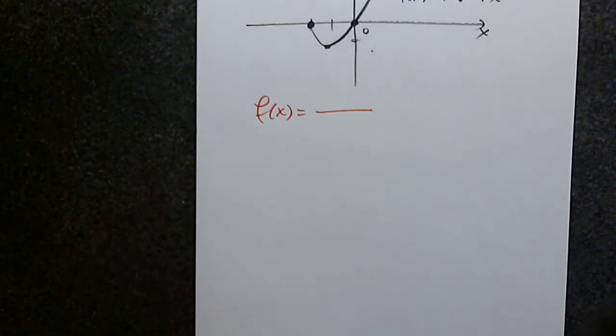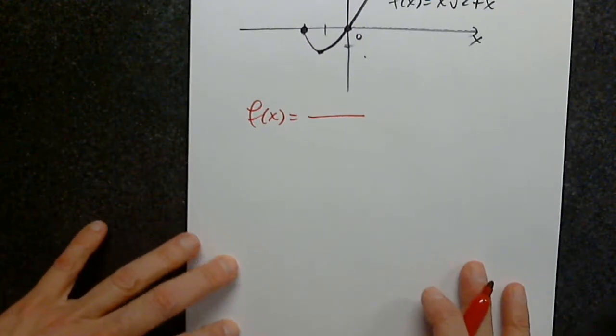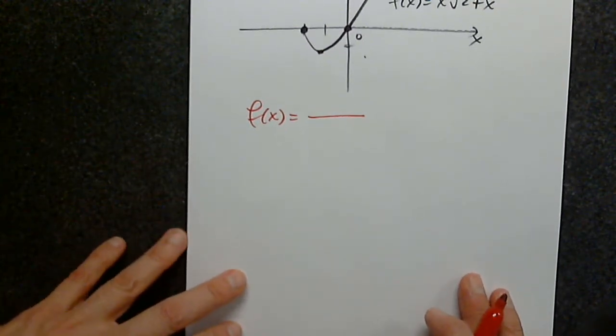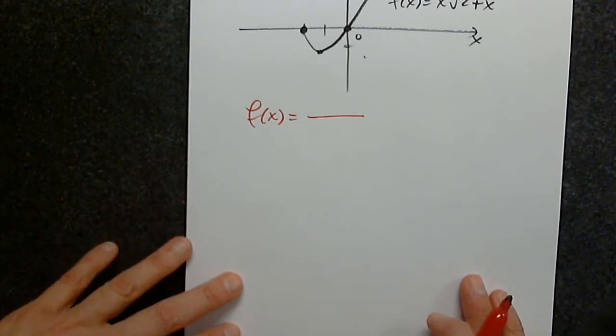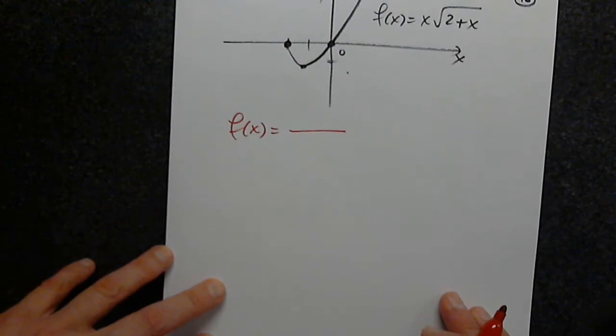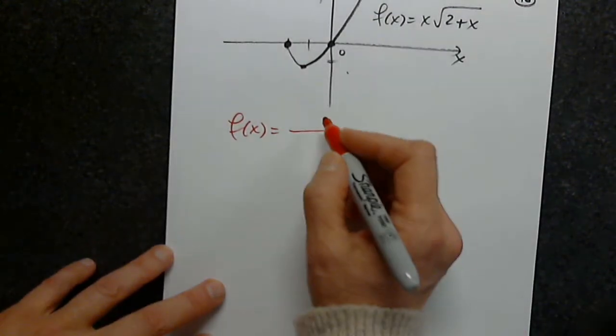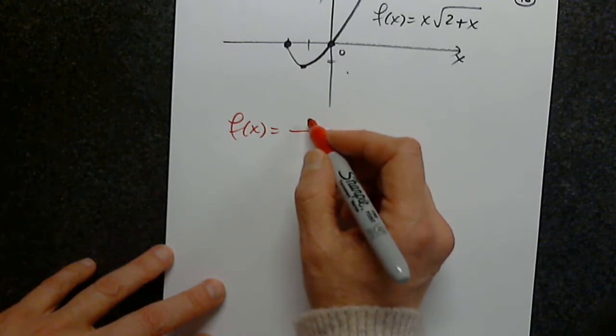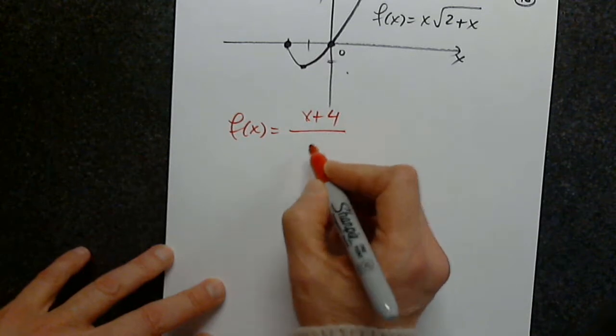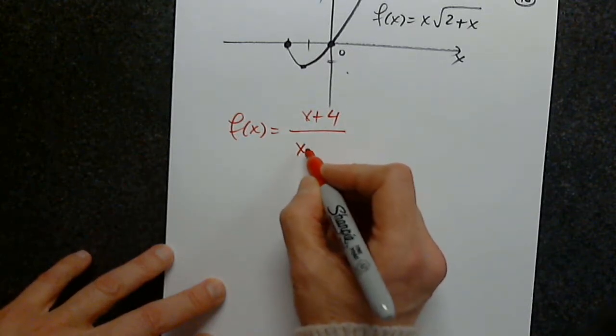How about dx over sine x? It's a combo. It's not a rational function. We can give it a shot. I don't know where we're going with it. Let's do x plus 4 over x minus 4.